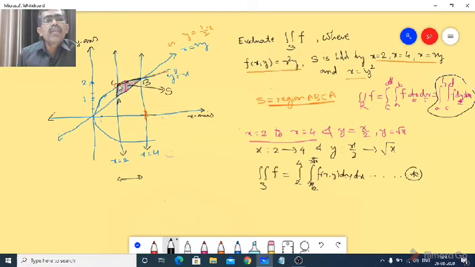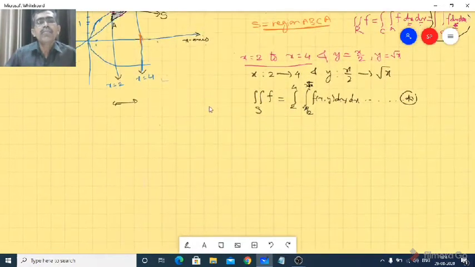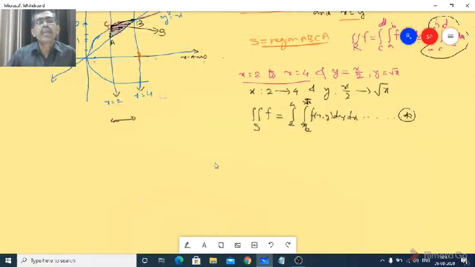But observe here, up to this point, the left end of this line will lie on x is equal to 2, and from this point upward its left end will lie on this parabola. So that means we have to split the region here.